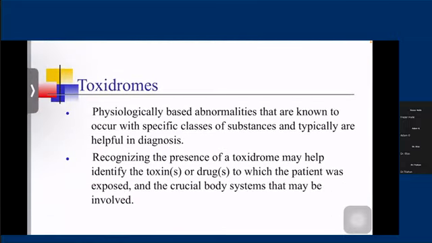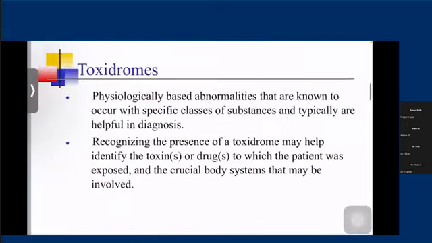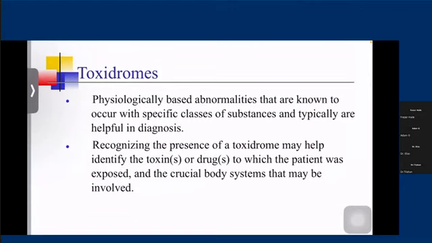Sometimes it's really very difficult to know the specific agent by just history and physical examination. One thing we can still do to narrow down our differential diagnosis is to follow toxidromes, like cholinergic, hallucinogenic, and hypoglycemic. So what does toxidrome mean? A toxidrome is when a certain class of medication has common signs and symptoms. Depending on these specific signs and symptoms, we can narrow down our class of medications.